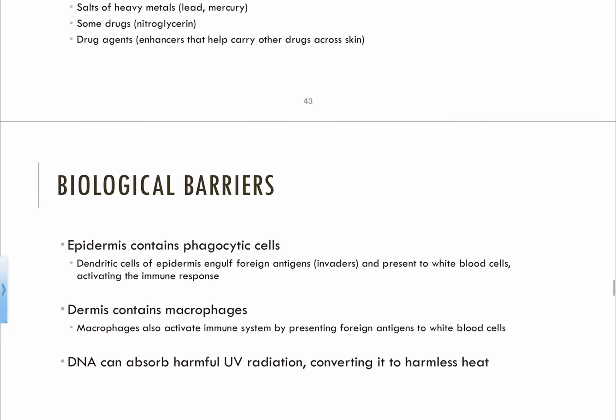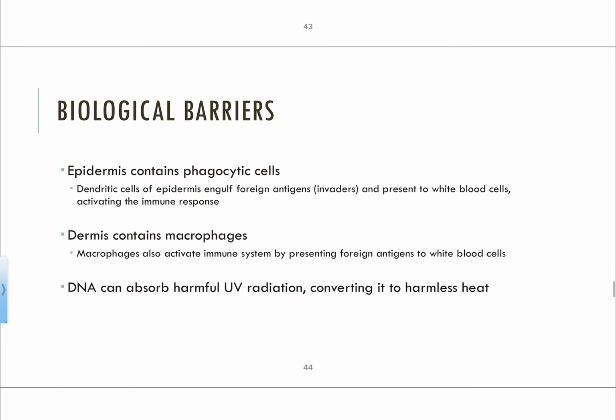The third barrier when we're talking about protection as a function of our skin are the biological barriers. And this is primarily going to be our cells, so dendritic cells and our macrophages. Our epidermis has a bunch of dendritic cells, if you probably remember, and these can come in and engulf foreign antigens that have somehow gotten into our epidermis, and they're going to present them to our white blood cells that are present in our lymph nodes. And then these white blood cells can activate the immune system.